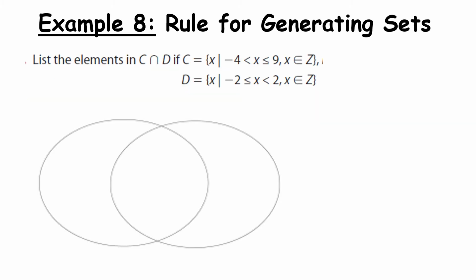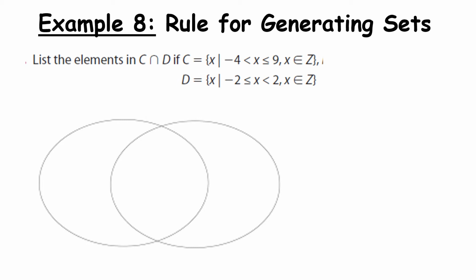Example 8, rule for generating sets. So this kind of question is a little bit different. We're really getting into very mathematical notation. It's not something we've seen on the junior cert exams. I think that the way that the junior cycle has been structured, it's going to be more real life situations than formal mathematical notation, but it's still good to see this.